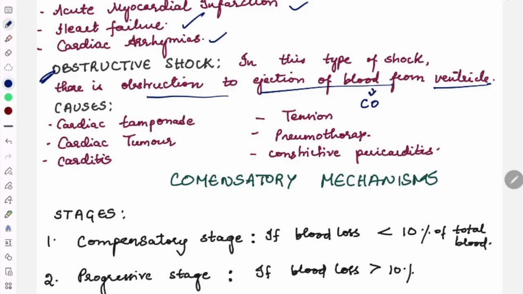So if there is any obstruction in the flowing of the blood, which is preventing the cardiac output, ultimately there is shock. Okay, so because of the obstruction, if the cardiac output is decreasing, then that is why we name it as obstructive shock. It can be any type of obstruction. What are the types of obstruction? Like cardiac tamponade, cardiac tumor, like tumor in the heart, carditis, tension pneumothorax, and constrictive pericarditis. All these are the probable causes for the obstructive shock. Okay, so these are all the types of shock.